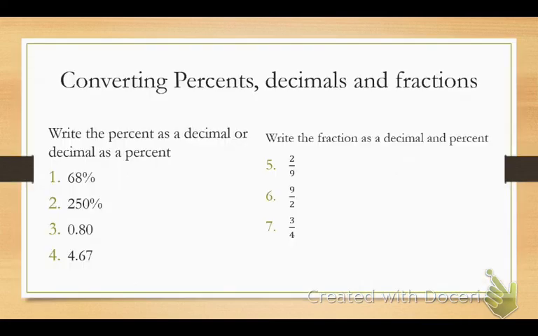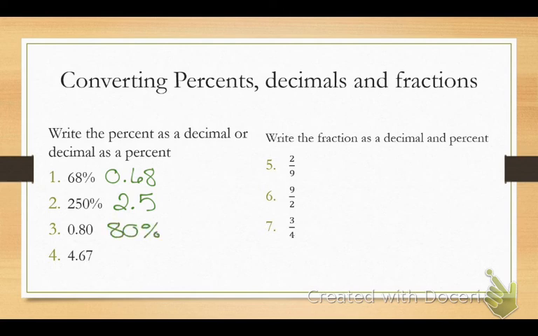Okay, so in the first slide, we're converting percents, decimals, and fractions. So just pay attention to the instructions. 68%. Remember, guys, a percentage is over 100, which is division. If it's division, it's making it smaller. All right, 68% as a decimal is what, guys? 0.68. Okay, what about 250%? 2.5. You can put the 0 after the 5. You don't have to. What about 0.8?